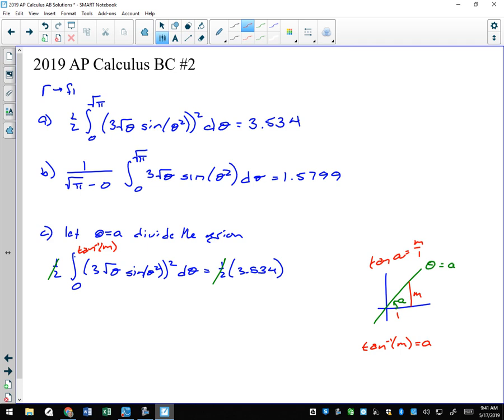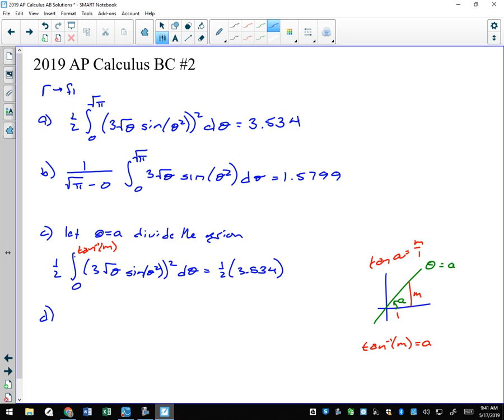You could keep the 1/2 in there. As a matter of fact, I think I will. Because if that line cuts our region in half, then I need 0 to that line to give me exactly half of the overall area from part A, and I'm good. I'm going to stop there with C. Okay, D.